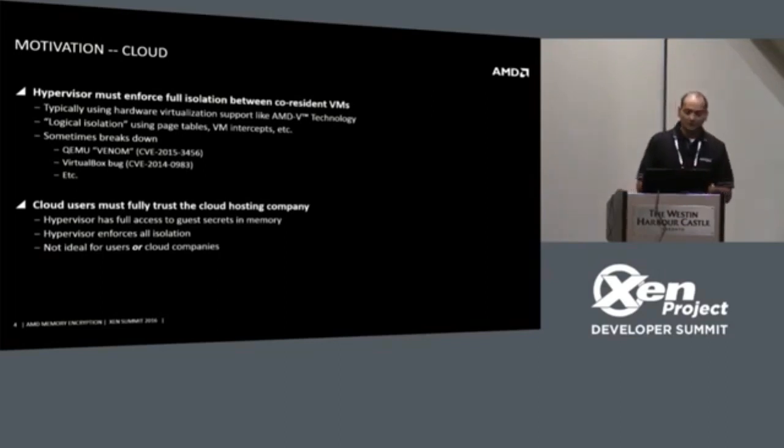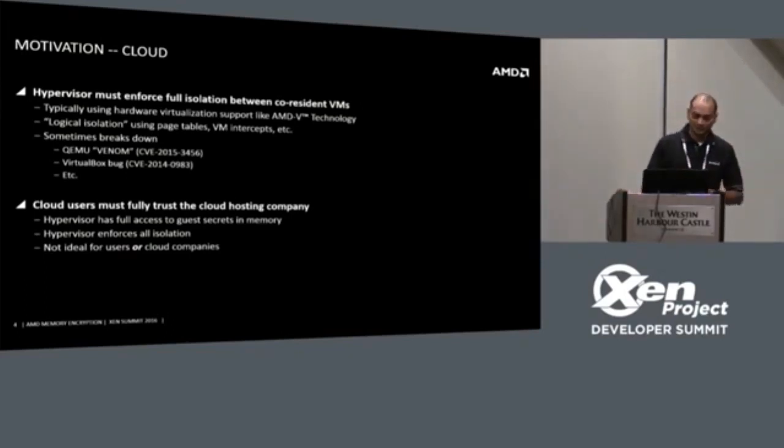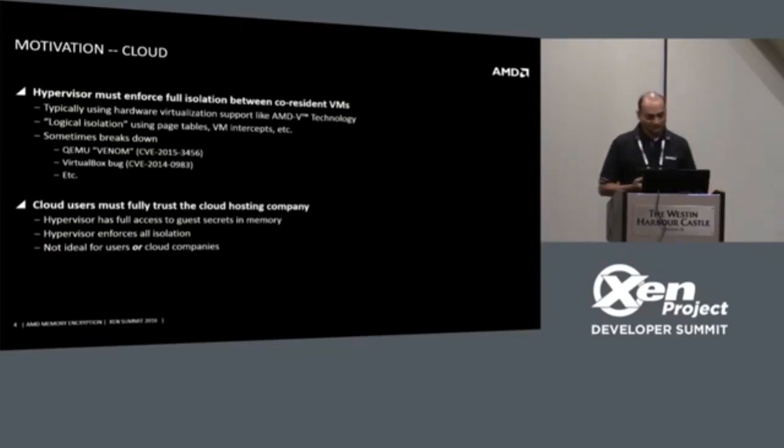One of the jobs the hypervisor does pretty well is isolating the co-resident VMs in a system. Some of that is done by hardware-assisted virtualization like AMD virtualization technology, and there is also logical isolation using page tables, VM intercepts, and all those things. But things could still break down. For example, with one of these CVEs, a guest could exploit a vulnerability in the hypervisor and get into another guest's region.